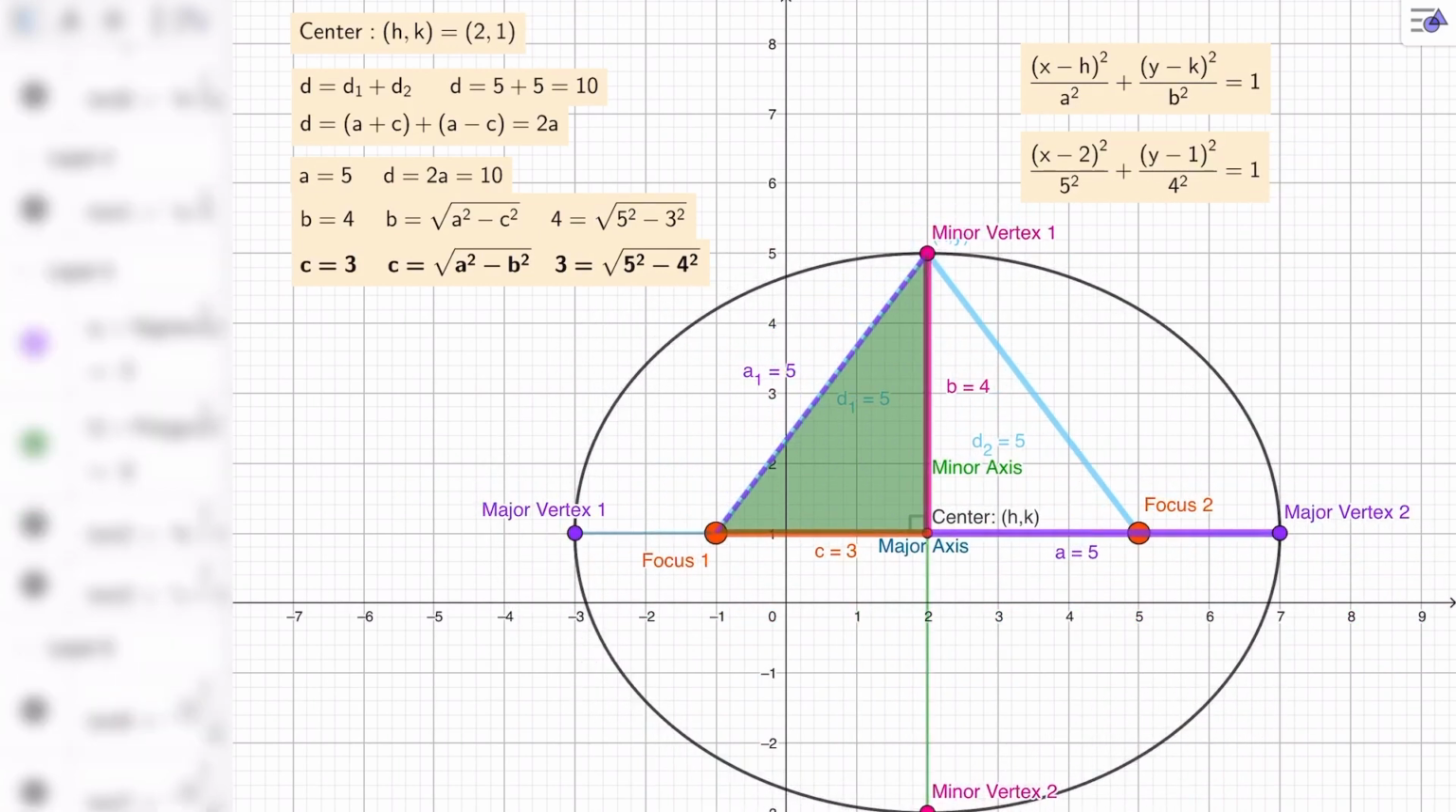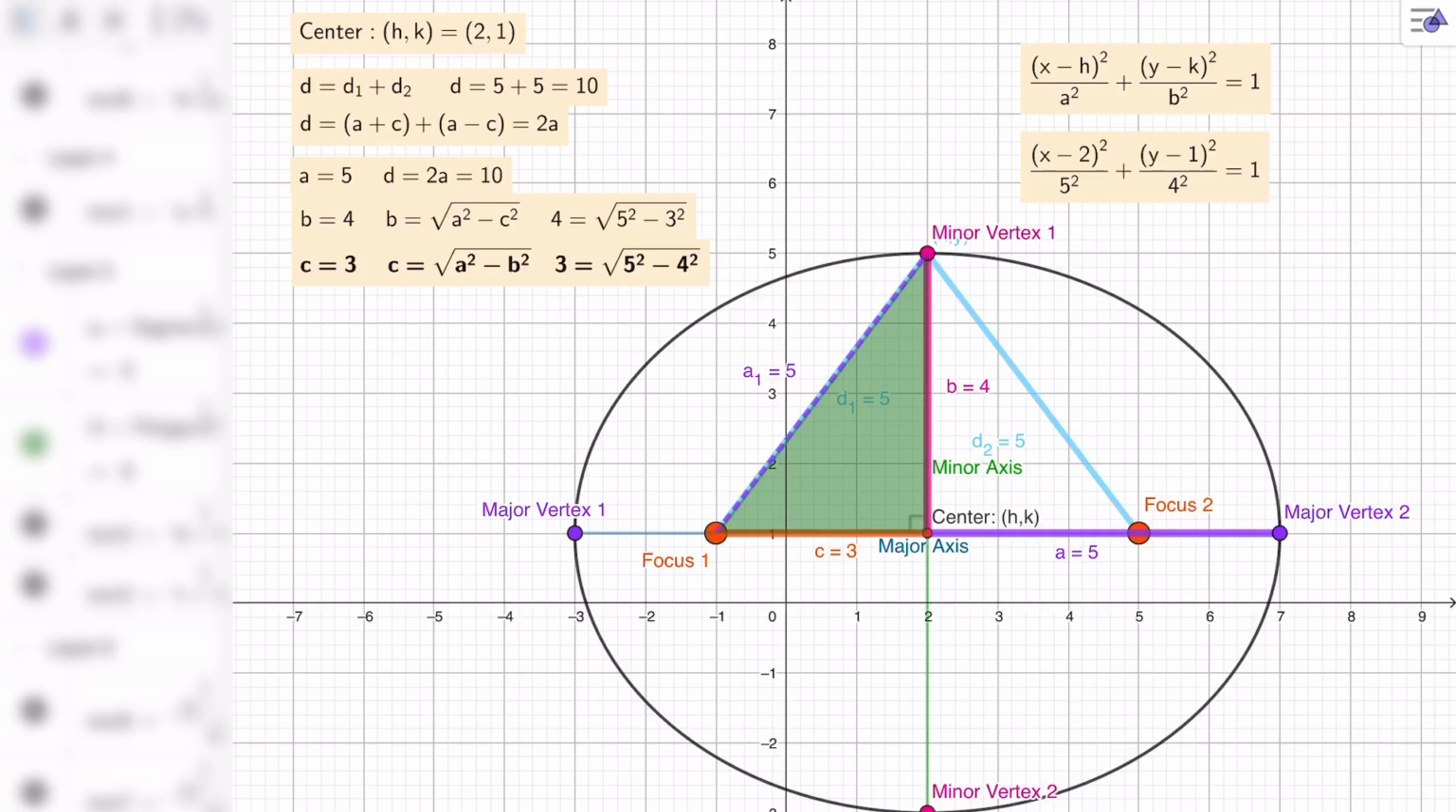All right, so from this, we can see that a, b, and c are in a right triangle relationship. We know that because the sum of our distances from the focus to the points is 2a. And if we put the point that we're looking at on the minor vertex, then we get this nice right triangle relationship between a, b, and c.